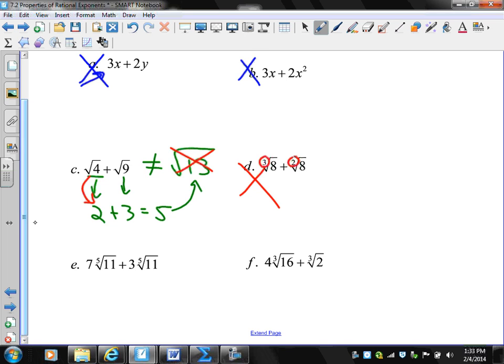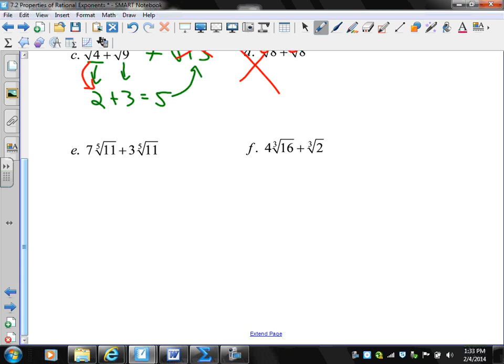Okay, on to E and F. Let's see. E, well, it looks like something good is happening here. The radicands are the same, they're both 11, and the indices are the same, both of these are 5. So they're like terms, and we can add these together. I have 7 fifth roots of 11 plus 3 fifth roots of 11. I get 10 fifth roots of 11.